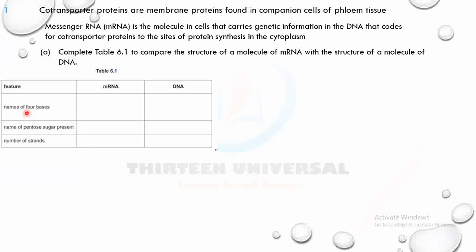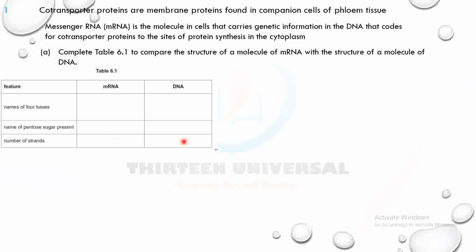So there are 4 bases in mRNA. They include guanine, cytosine, adenine, and uracil. It doesn't have thymine. DNA has guanine, cytosine, adenine, but instead of uracil, it has thymine. The name of the pentose sugar in mRNA is ribose. In DNA it is deoxyribose. Number of strands: mRNA is just one strand, DNA is double stranded.